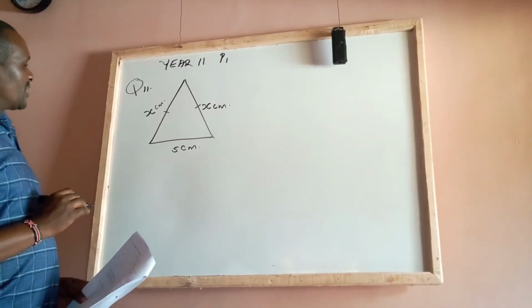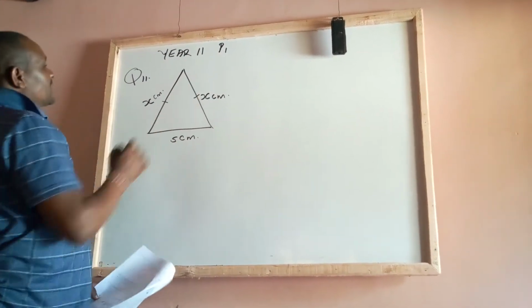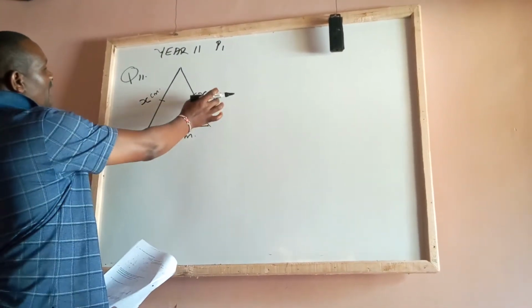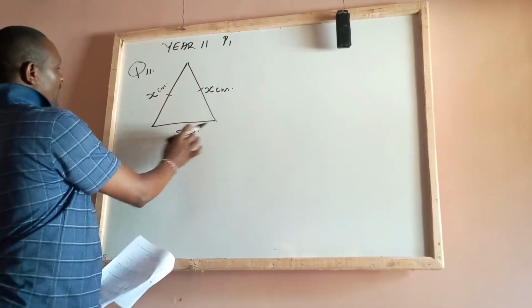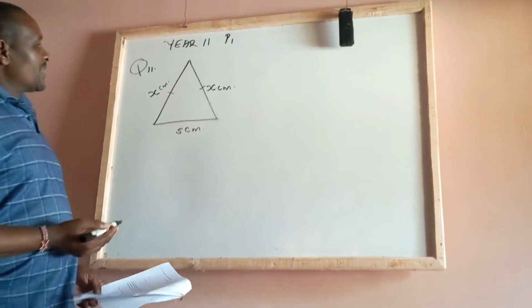Basically, what we need to know is the value of x, and then put together this x and this x, and of course the 5 centimeters to acquire our perimeter. But it is not as easy.